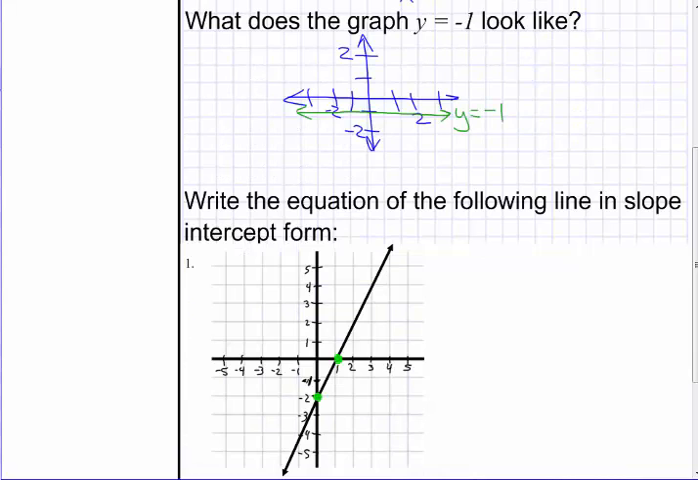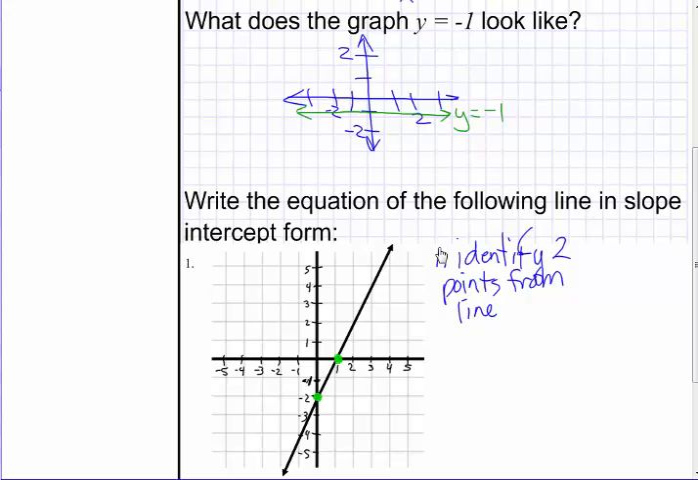Okay, so we want to write the equation of the line in slope-intercept form. First thing we want to do is to be able to identify some points that are on that line. Okay, so first identify 2 points from the line. I have 2 marked, but there's a couple others that work. That one works, that one works, this one works. Okay, you only need 2 points. So identify what the 2 points are that you're going to use.